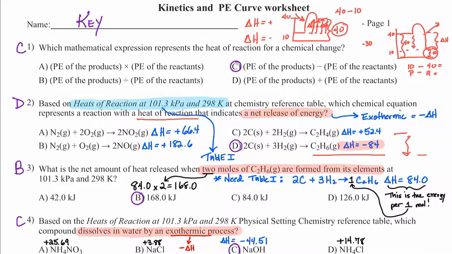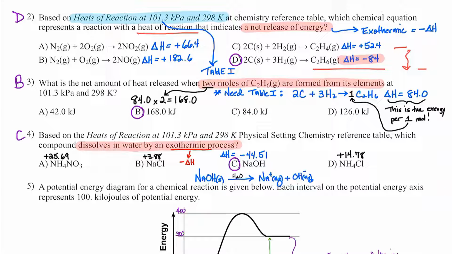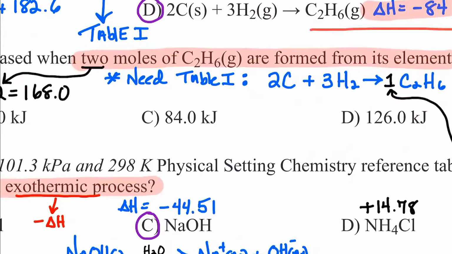Number three, moving on. What is the net amount of heat released? Don't get crazy about this net amount of heat released. All that means is, hey, energy is released overall. It's exothermic. The catch here, though, is they want 2 moles.